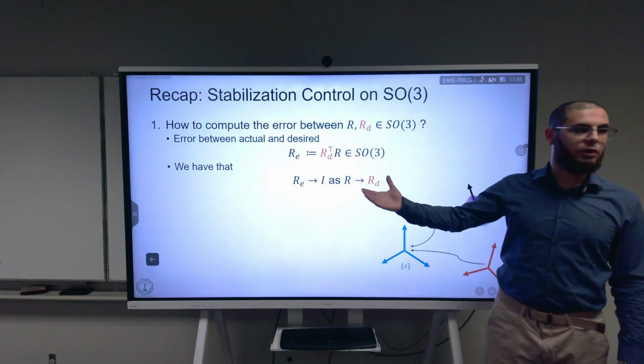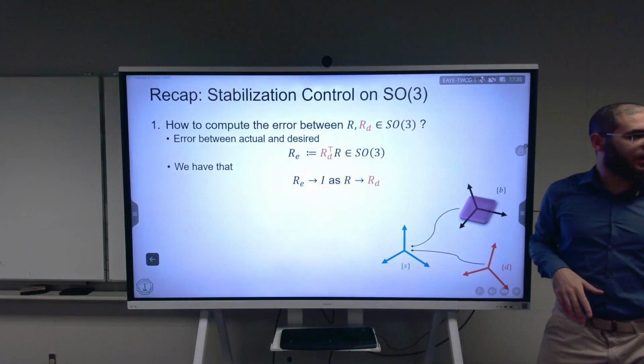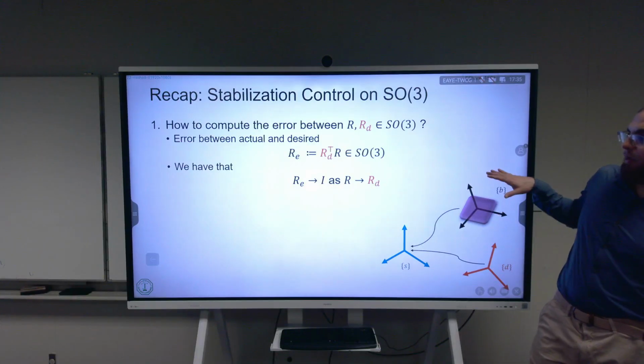This is the error. R desired transpose multiplied by R is the error between these 2 frames, the desired frame and the body fixed frame.